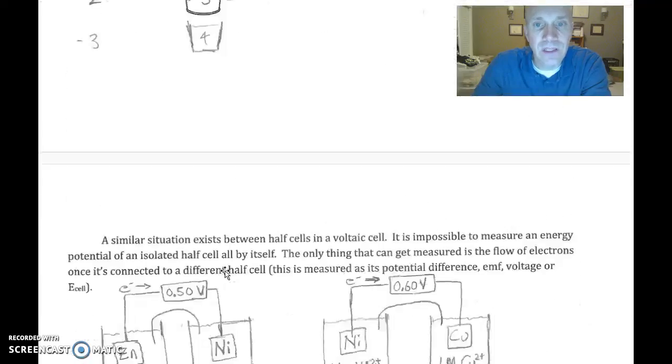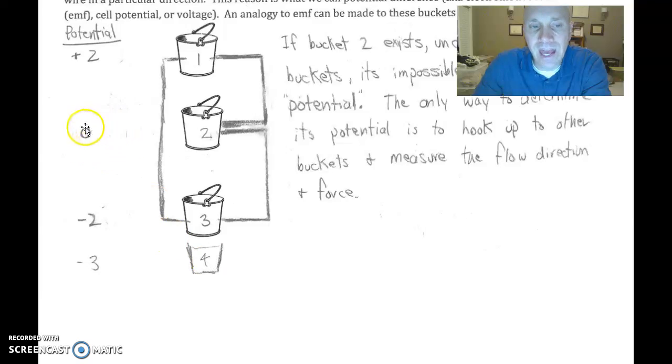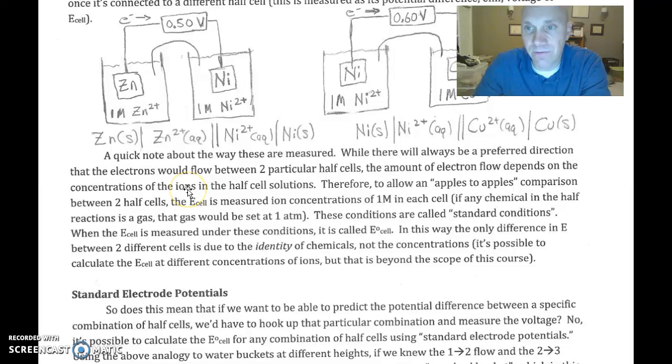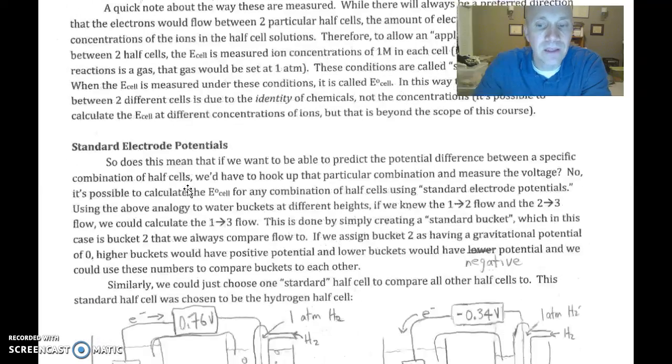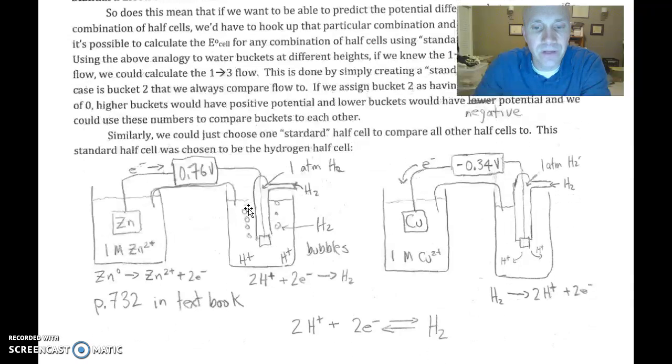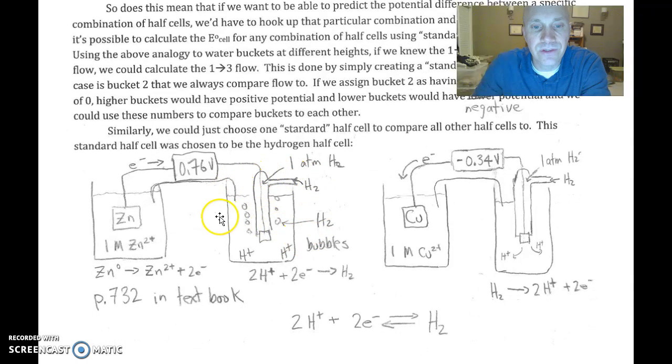In the same way that we had to pick a reference bucket that we assigned a potential of 0 to, we need to pick some half cell that's going to function like that. The half cell that was decided on is what's called a hydrogen half cell, or a hydrogen electrode. I know that this is kind of a crude drawing. There's a better picture of it on page 732 in the white textbook.